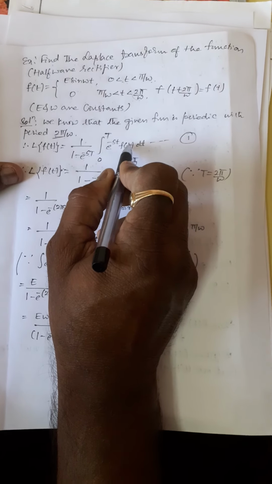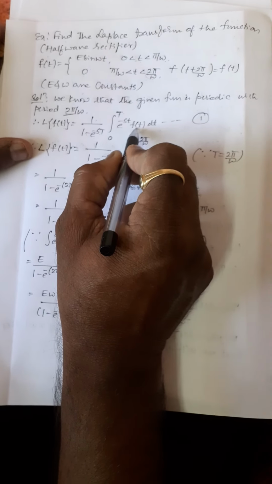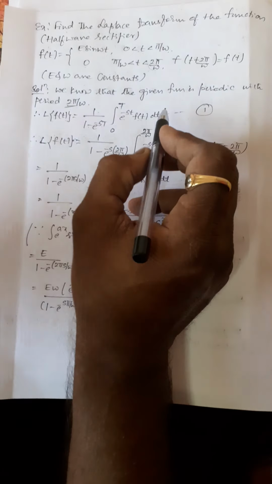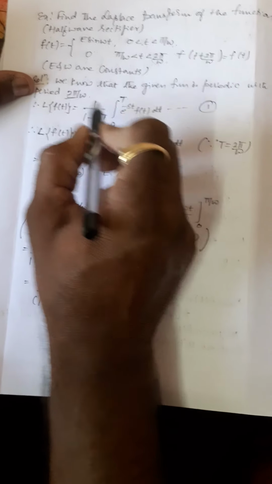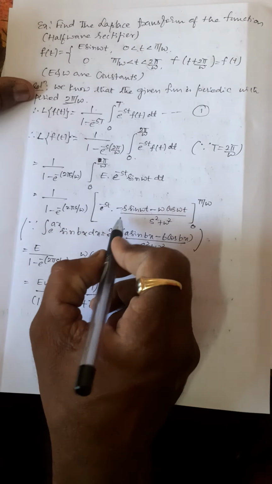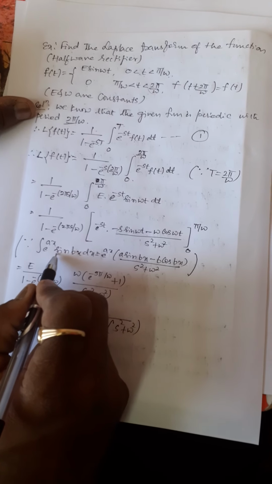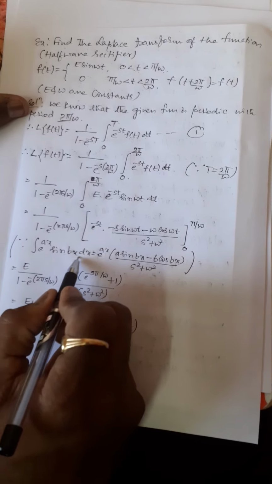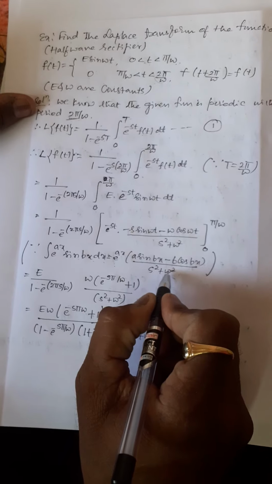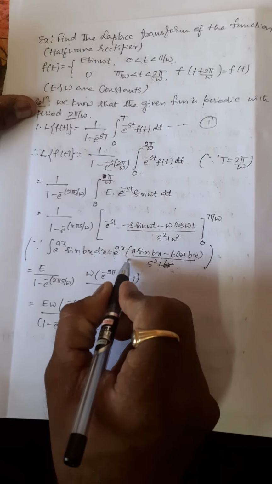My dear students, know the difference between small t and capital T. Capital T is the period of the given function. Small t is the variable in the given integral. Therefore, substituting respective values, T is 2 pi upon omega here. Using integration, use this formula once again, as we did in solving examples in the beginning of Fourier series. The integral of e to the power ax sin bx dx is equal to e to the power ax upon a squared plus b squared, into a sin bx minus b cos bx.